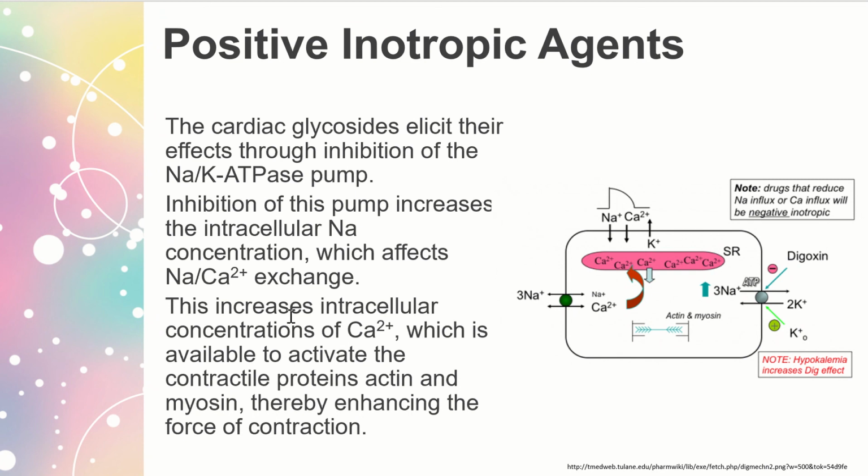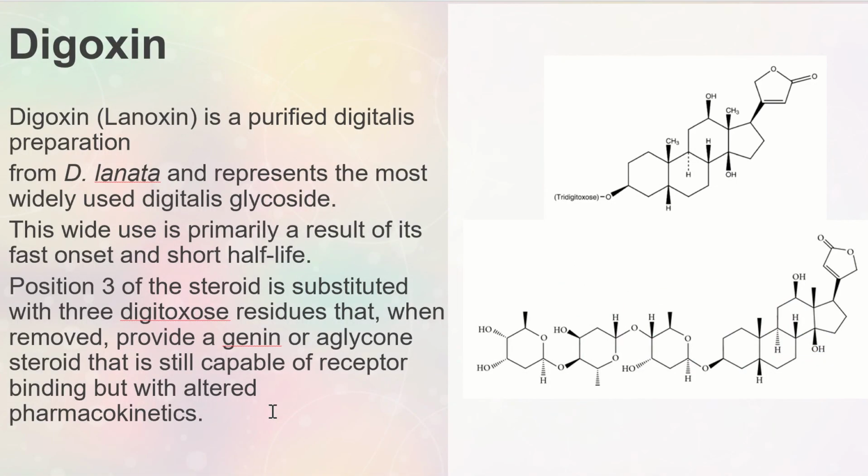Rings a bell? All right, so in a similar fashion, after we have the sodium increasing in intracellular concentration, that affects the sodium calcium exchange. This increases intracellular concentrations of calcium, which is available to activate the contractile proteins actin and myosin, thereby enhancing the force of contraction. All right, so an example of one of these positive inotropic agents is Digoxin.